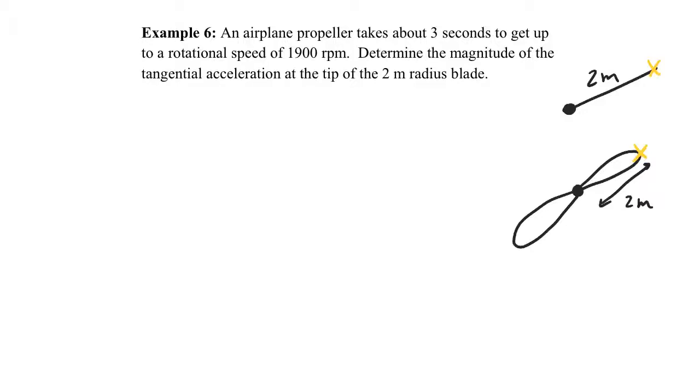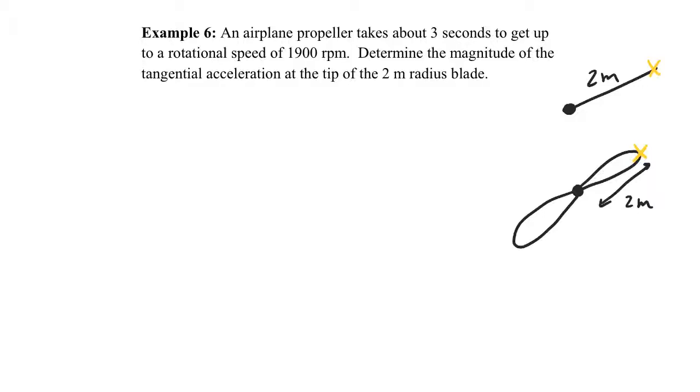So whether you actually draw a propeller or don't know what a propeller looks like, it doesn't matter. Don't let it confuse you. If it's rotating and you're given a radius, just draw a vector from the rotating point to the point on the outside. It's 2 meters in length. Now, let's see what's going on here.